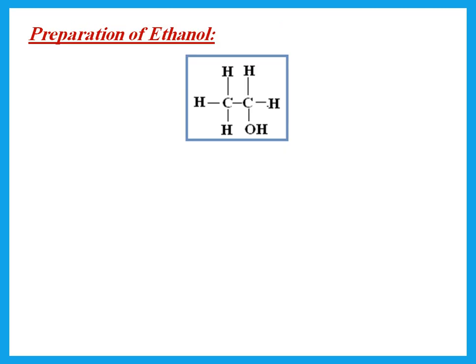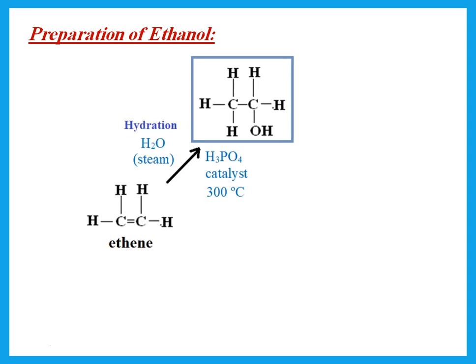Okay, ethanol is an alcohol, and you're required to know how we are going to prepare ethanol. This is because ethanol is an important product that is used for many things. So let's see how we're going to prepare ethanol. We have two methods to prepare ethanol. One method is from ethene.